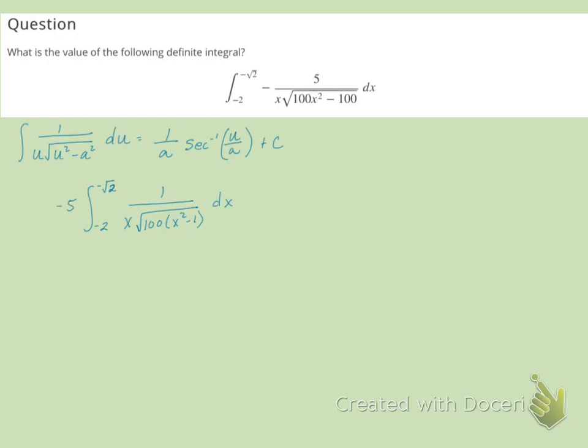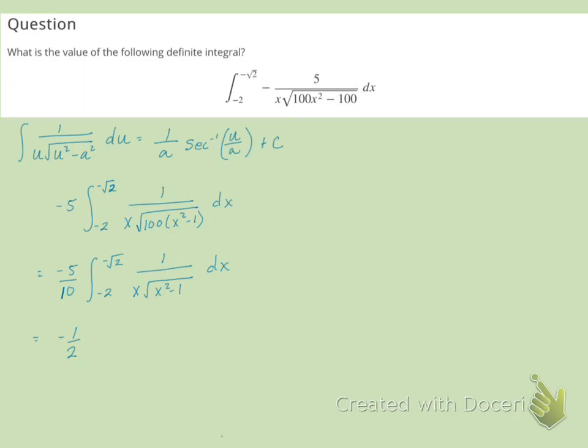It's a 10, and then I can actually pull that 1/10 all the way out in front, giving me negative 5/10 times the integral from negative 2 to negative square root of 2 of 1 over x times the square root of x squared minus 1 dx. And now you can see that this actually matches the memorized form perfectly without doing any substitution, where my a is 1. So negative 5/10 is negative 1/2.